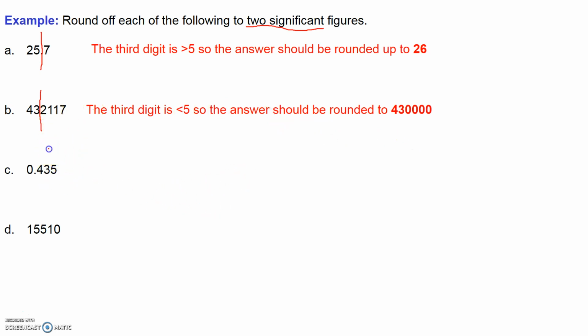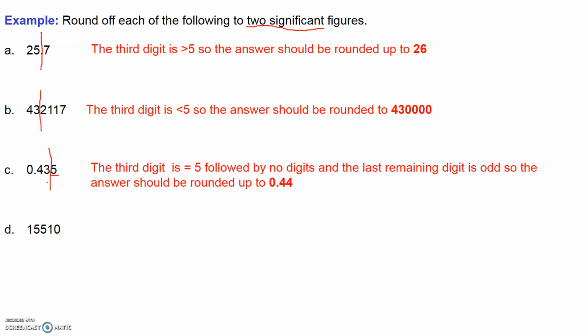In this case, we're going to be cutting off after the 3. We have exactly 5 following the 3. 3 is an odd number, so therefore we're going to go up. Up with odd, or over for odd is the way that I remember this, and so that's going to become 0.44. Here we are again.